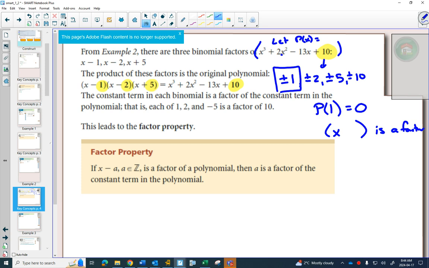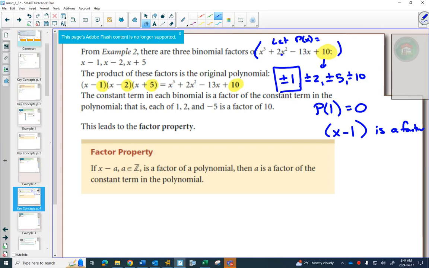If you plugged in 1 and got 0, would it be the x plus 1 or the x minus 1 that's the factor? It would be the x minus 1, because plugging in the 1 minus 1 gives you the 0.